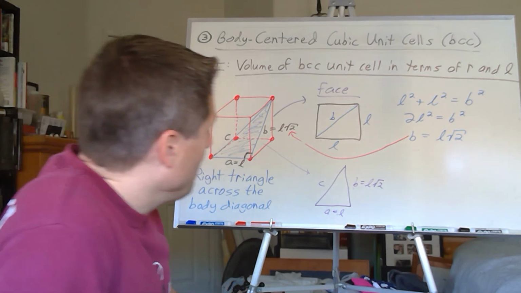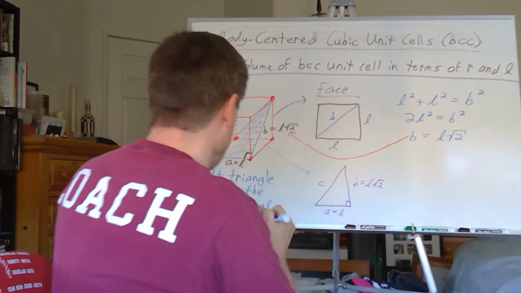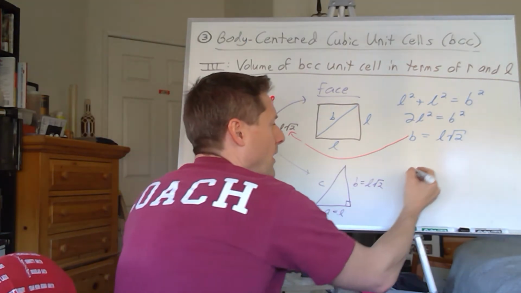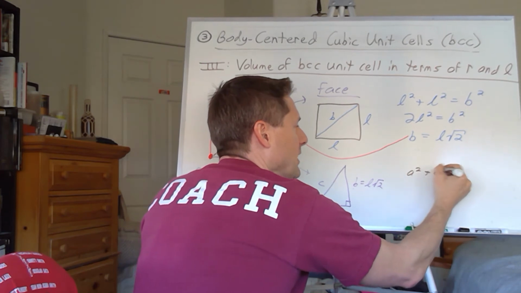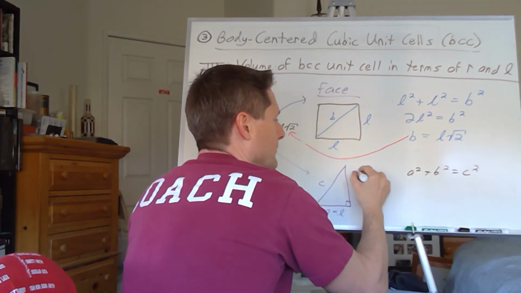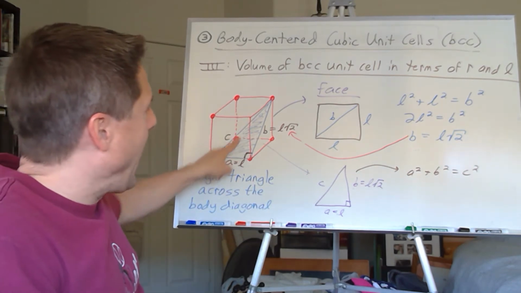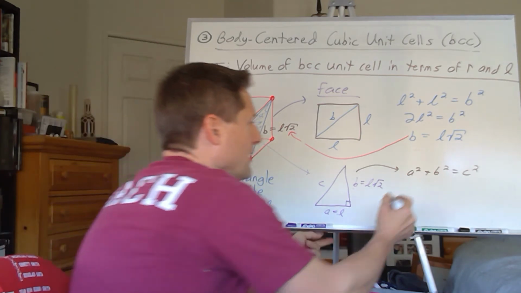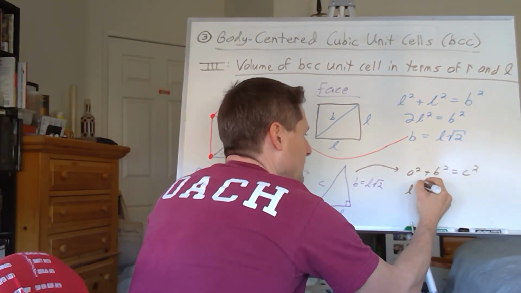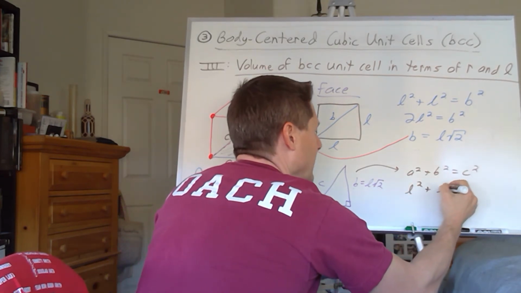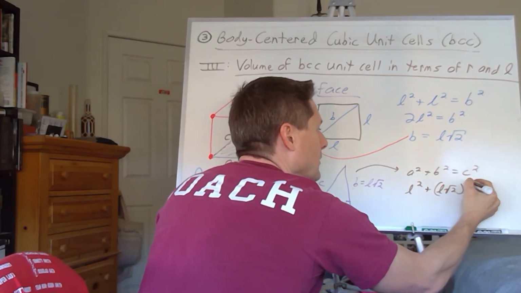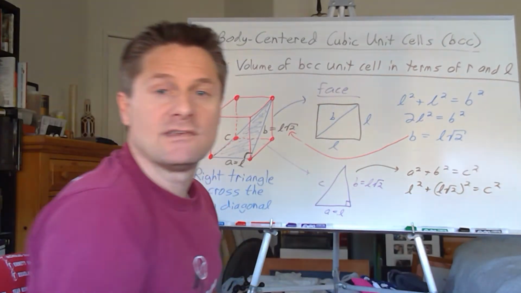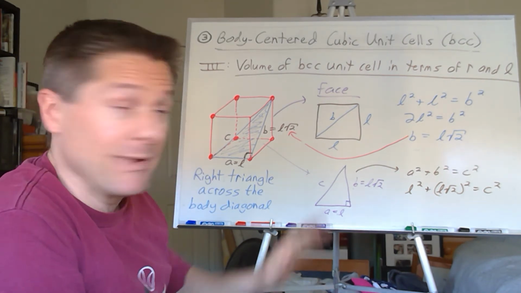Can we apply the Pythagorean theorem again for this right triangle? Let's do it. So a squared plus b squared equals c squared. Now we're looking at that body diagonal triangle right here. We know a, we know b. So this would be L squared plus L times the square root of 2, squared, equals c squared. Let's see what c is in terms of the edge length. So we've got to solve for c here.